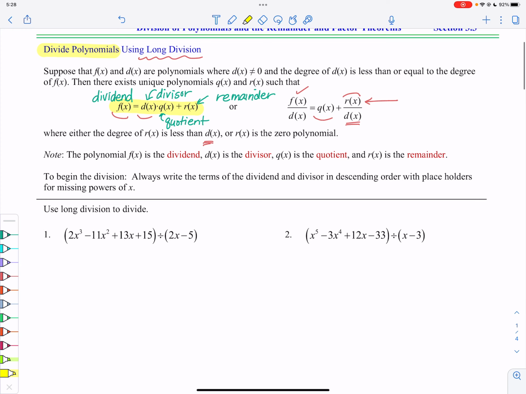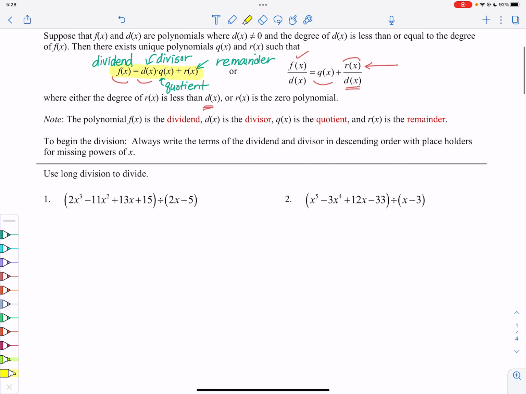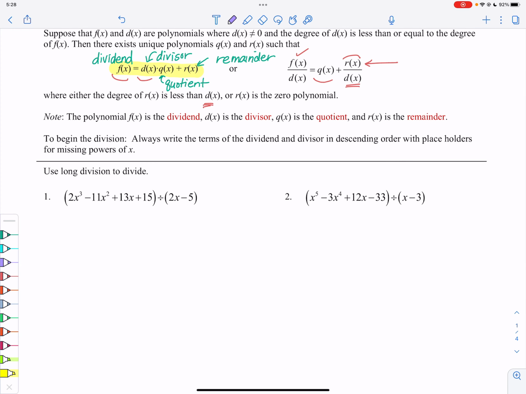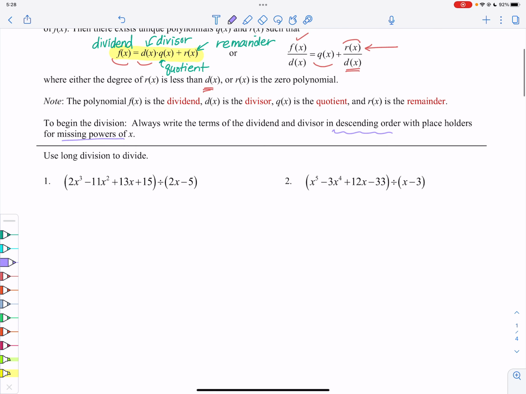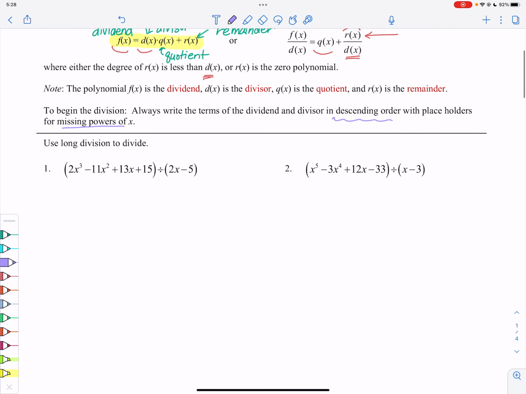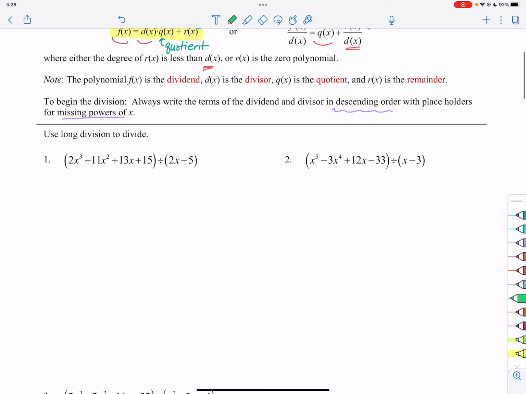Okay, so let's go ahead and talk about when we are getting ready to divide, we always want to write the terms of the dividend and divisor in descending order with placeholders for missing powers of x. So if we have a missing power, we will write 0 times that missing power, and we'll go through an example like that. Okay, so let's go ahead and begin with number 1.